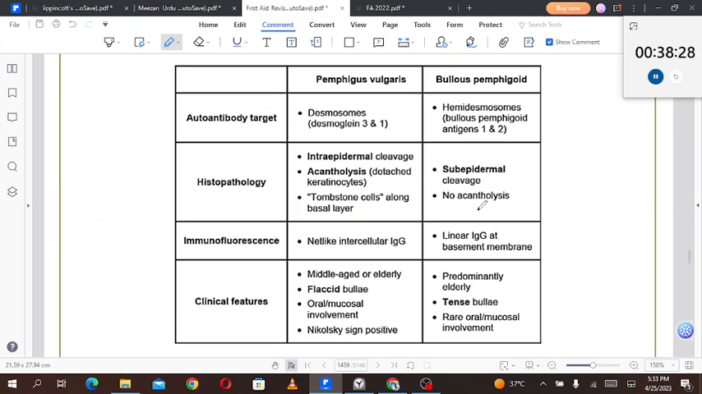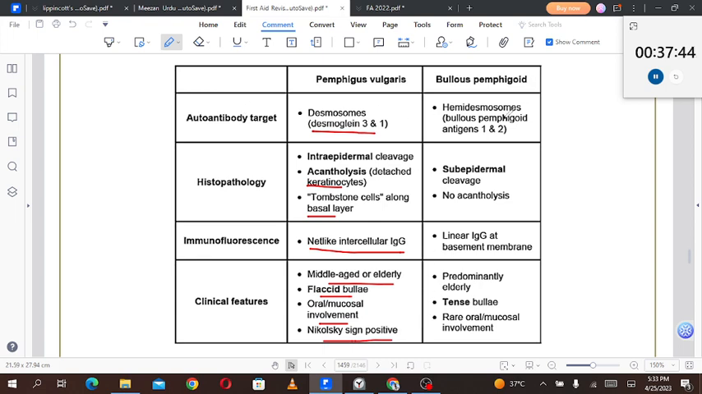Now here we have the differences as narrated by UWorld. So autoantibody target, pemphigus vulgaris: the autoantibody target is desmosome, desmoglein 3 and 1. Histopathology will show intraepidermal cleavage, acantholysis, that is detached keratinocytes, and tombstone cells along the basal layer. Immunofluorescence, there will be net-like intercellular IgG, and clinical features include middle-aged or elderly patient, flaccid bullae, oral mucosal involvement, and Nikolsky sign will be positive. So these are the findings we see in the pemphigus vulgaris.